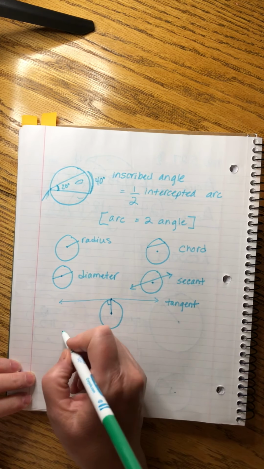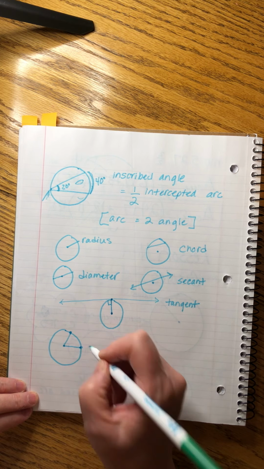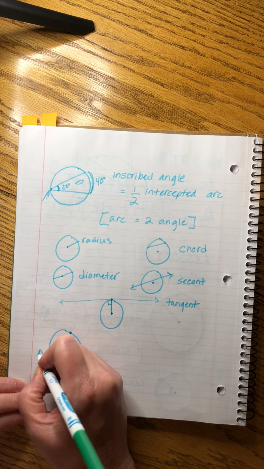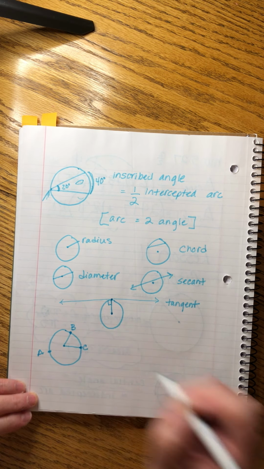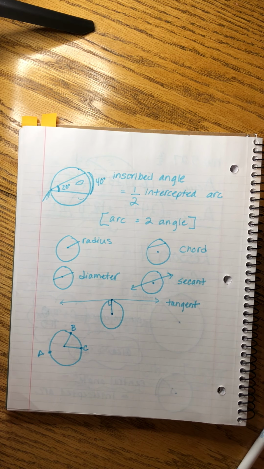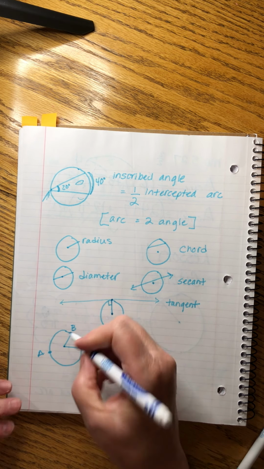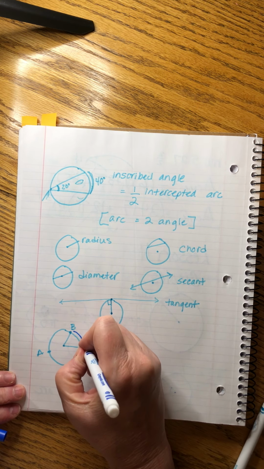Another last bit of terminology is that whenever we have an arc, we can look at it in two ways. Let me just put some points on here. A, B, C. Okay, so we can see this. We usually look and we notice this part of it, right? So that would be arc BC. That's the symbol we use for arc. We would call that the minor arc.